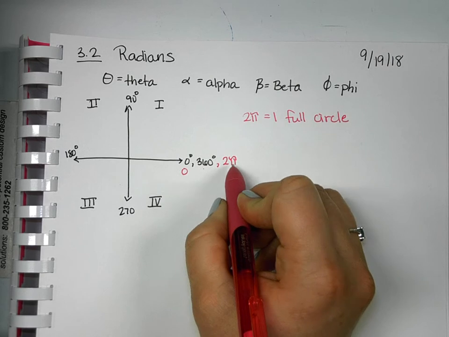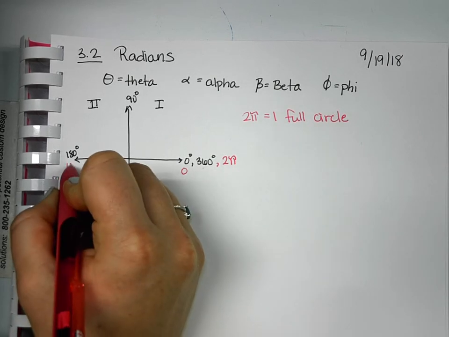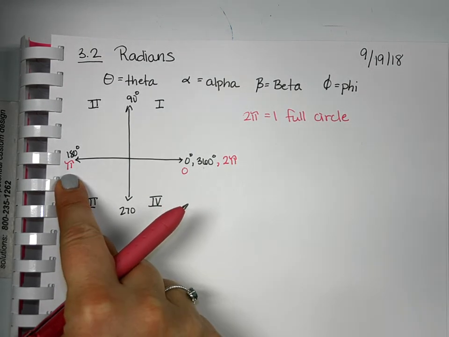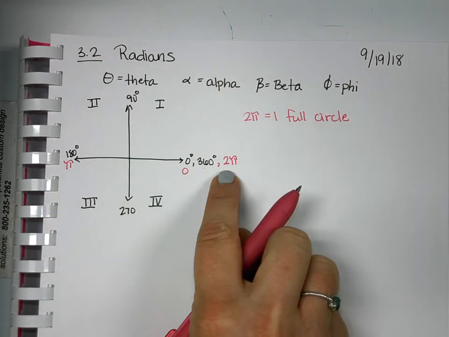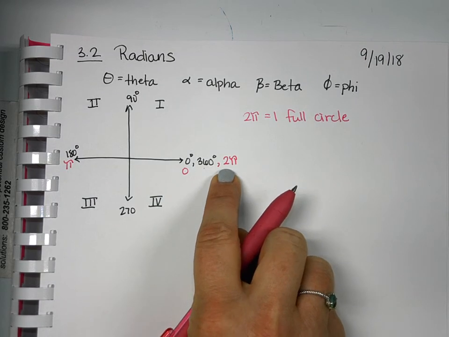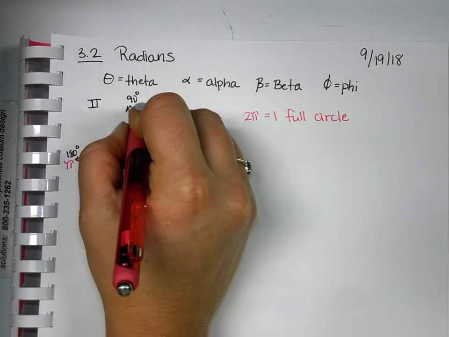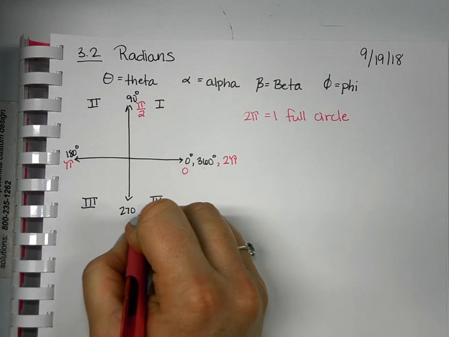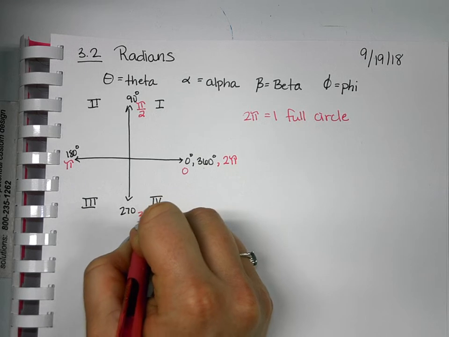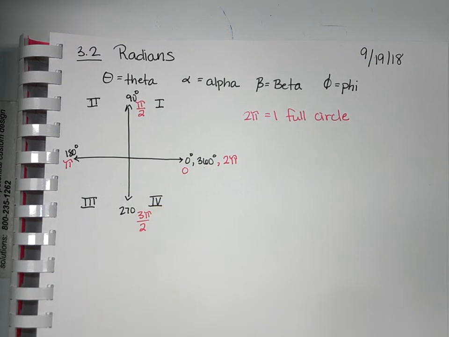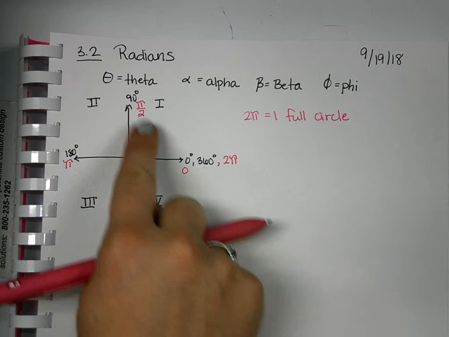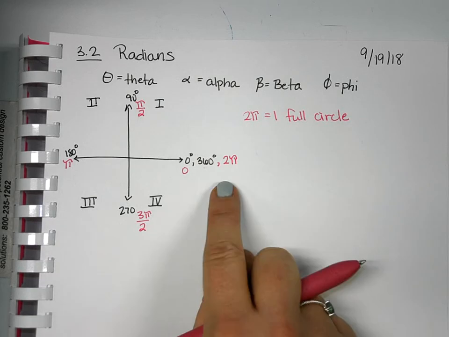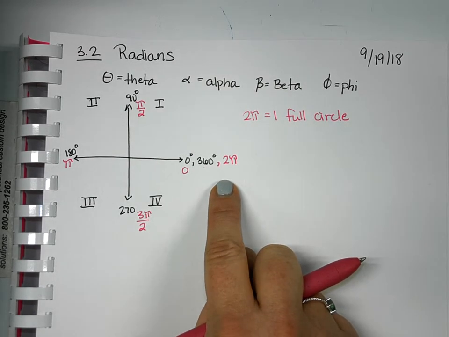If 360 is a full circle, then half a circle has to be pi, because that's half of 2 pi. A quarter of a circle would be 2 pi divided by 4, which gives us pi over 2. And then 3/4 would give us 3 pi over 2. That's how we get our quadrantal angles. Quadrantals are the angles that are on the axis. It's all by just taking the circumference of a full circle, knowing that that's 360 degrees, and dividing it into fourths.